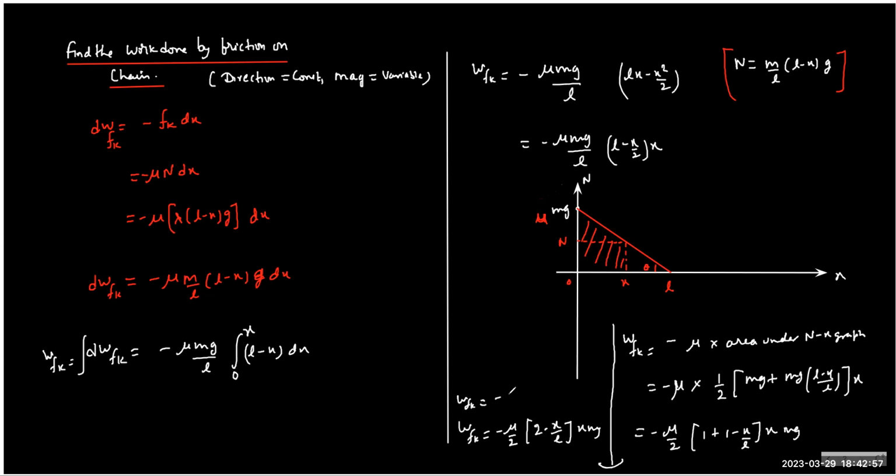Now you can see the answer is the same as what we got. If you take 2 inside, it is 1 minus x by 2, into x. So you can see this is the same answer. If you don't want to do the integration, you can use the graph and find the area. So for work done by friction, if the force is variable, you just have to find the area. In that way, it will be easy. Is it clear?